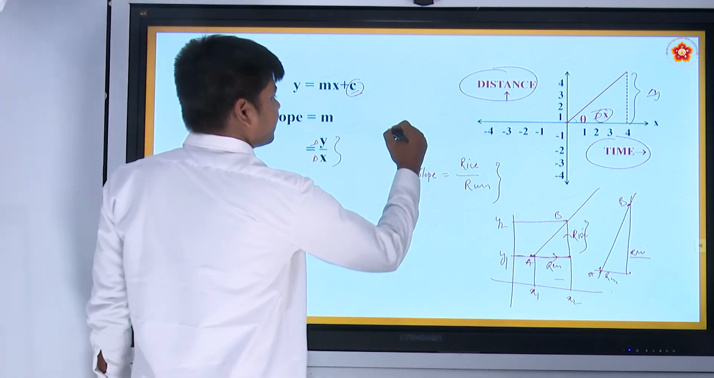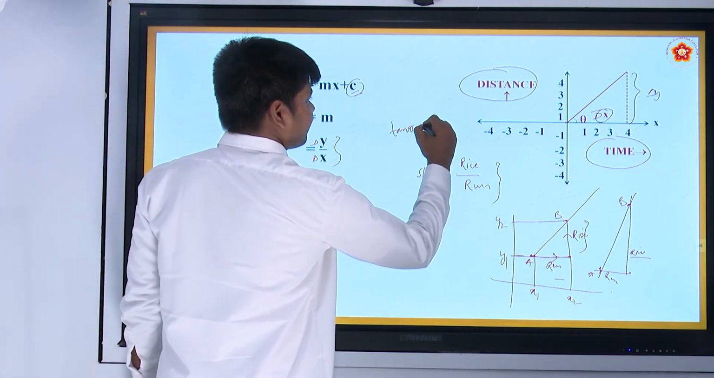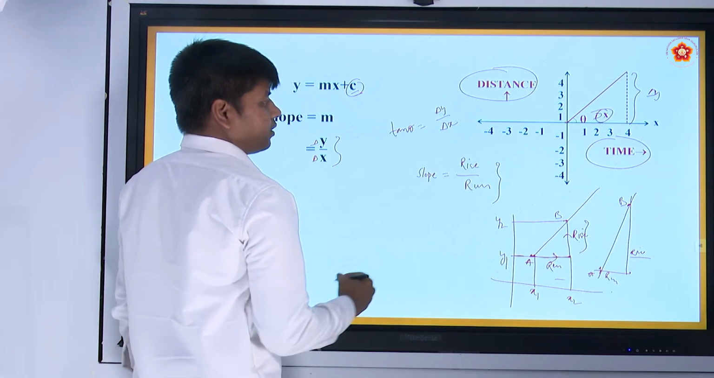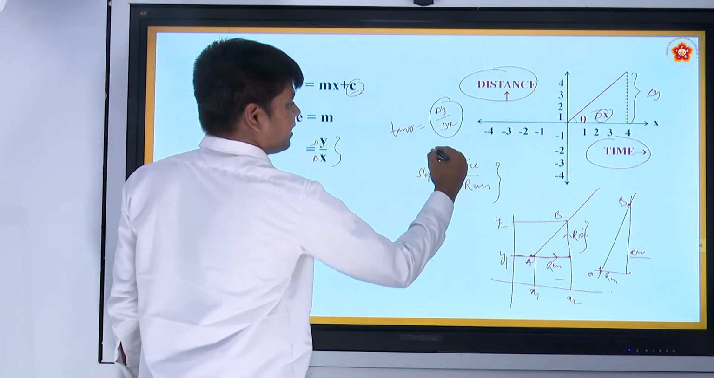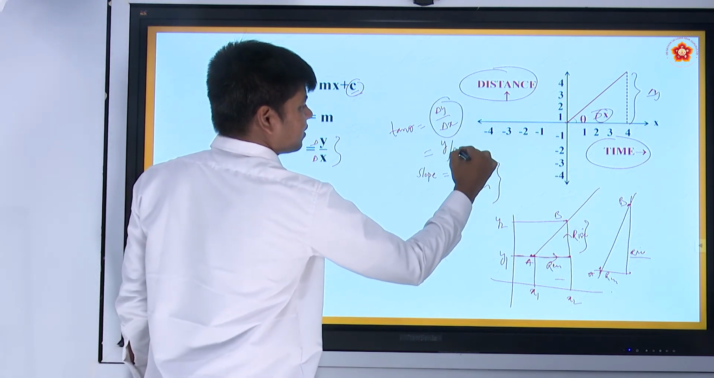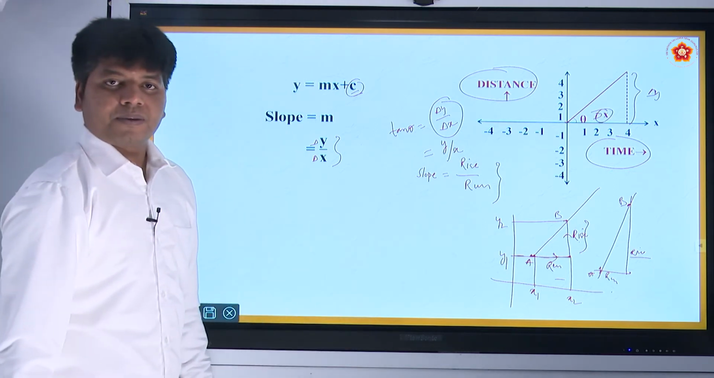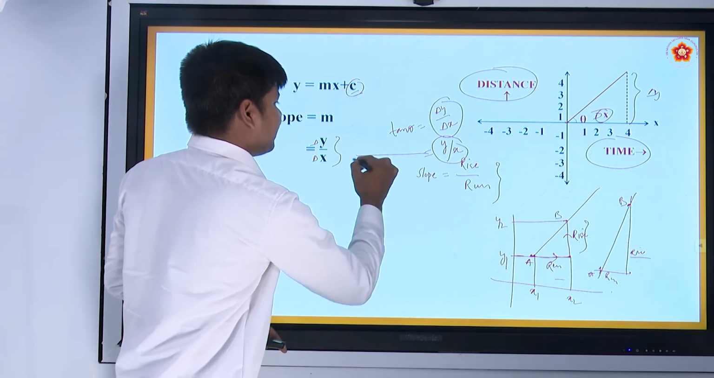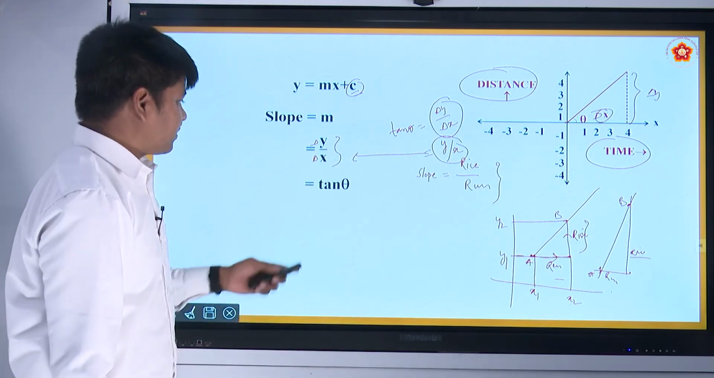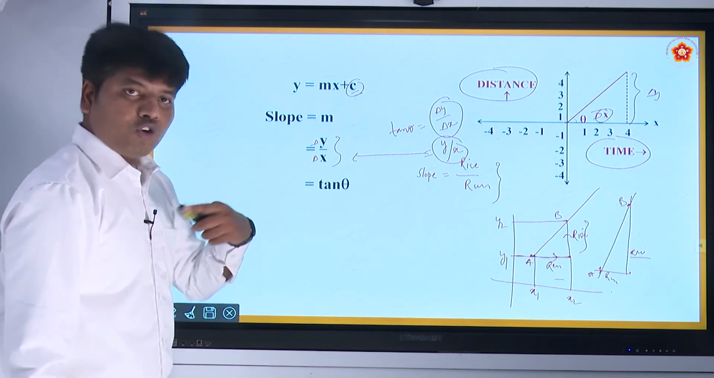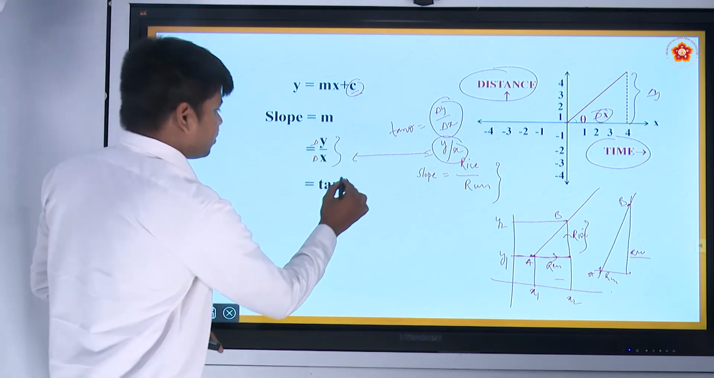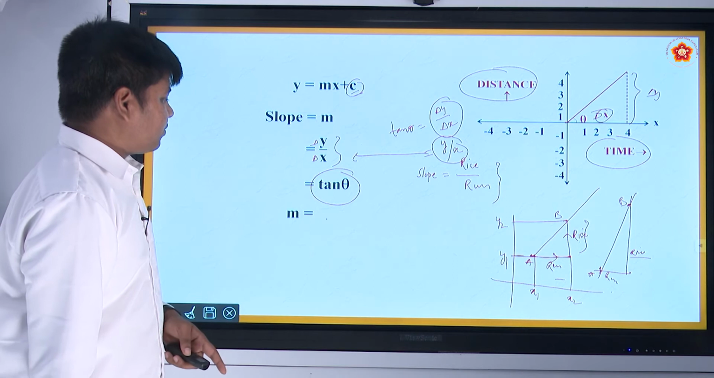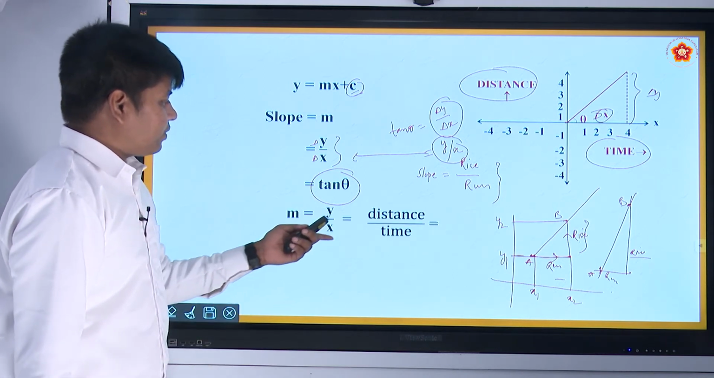Delta y by delta x. Tan theta will be equal to delta y by delta x. So this delta y by delta x in our case will be y by x, because c is 0 there. So I can also write y by x as tan theta. So my slope of the graph can also be given as tan theta. So m is equal to y by x, that is equal to distance by time.